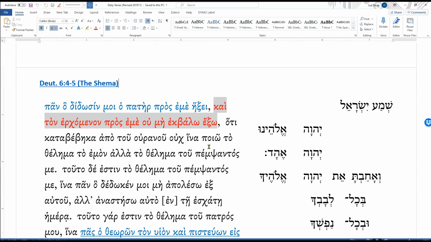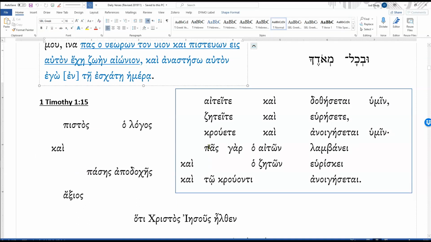Shema Israel, Adonai Eloheinu Adonai Echad. Can you guess what that is? It's the Shema, Hear, O Israel. The Lord our God is one Lord, and you will love the Lord your God with all your heart, with all your soul, and with all your mind.